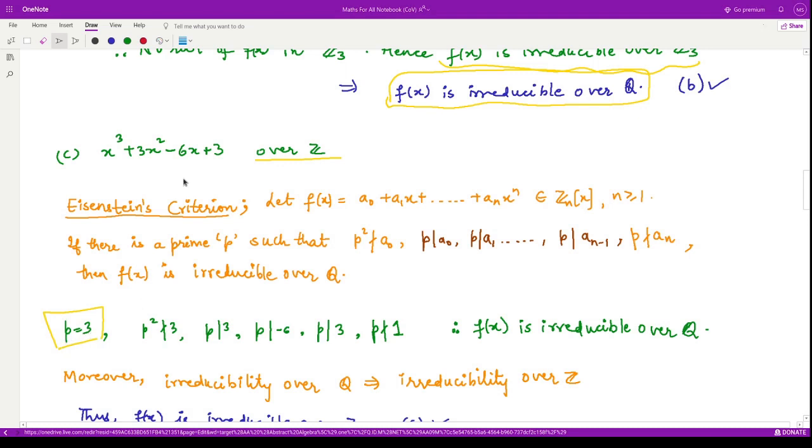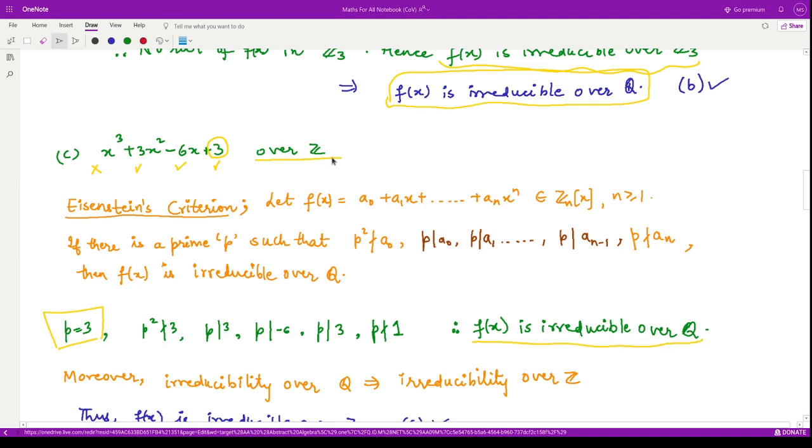P is equal to 3 does not divide the constant term, that is, p square, which is 9, does not divide the constant term, right? Then p, which is 3, divides this term. P divides -6, this term. P divides this term 3, right? And p does not divide 1. So all the conditions are satisfied. Therefore the given polynomial is irreducible over Q.